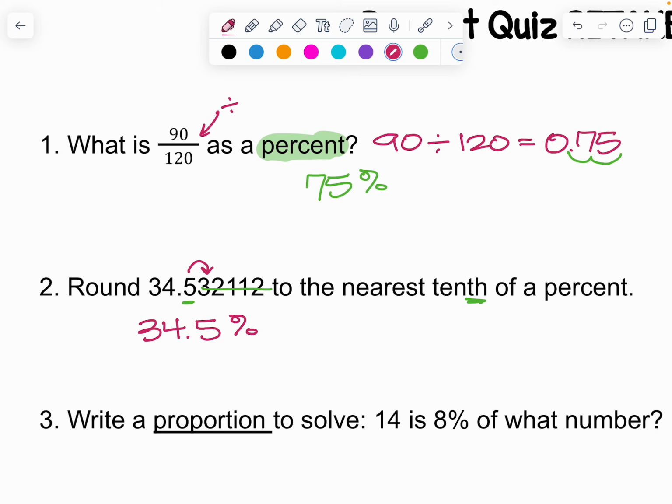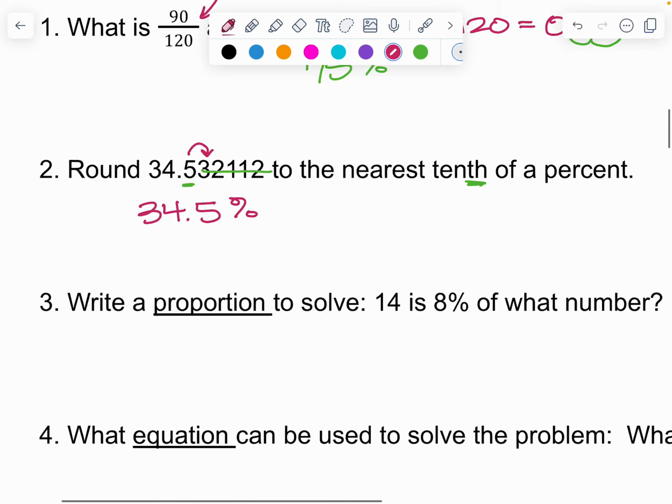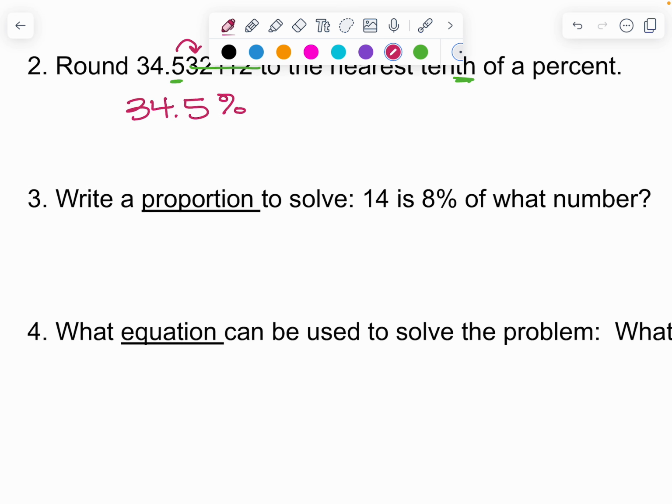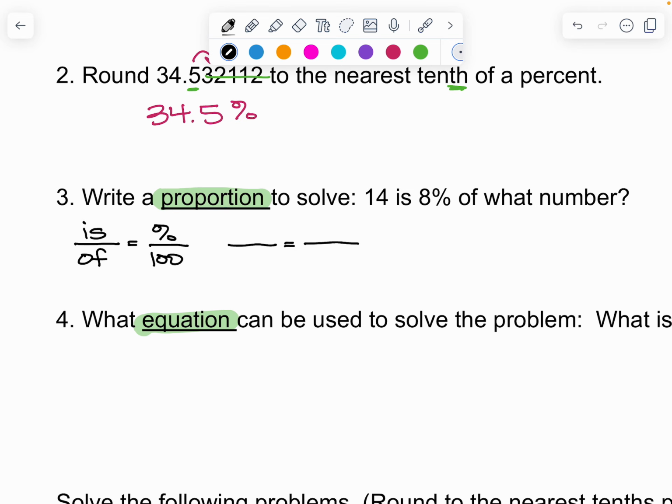There we go. Okay. Write a proportion to solve. And then number 4 says write an equation. Let's pay attention. We're going to practice both of those. We have notes that show us the proportion method, which is like this: is over of, percent out of 100. That should look familiar to you. All right, so let's set this up. Let's read the problem. It says 14 is 8% of what number?